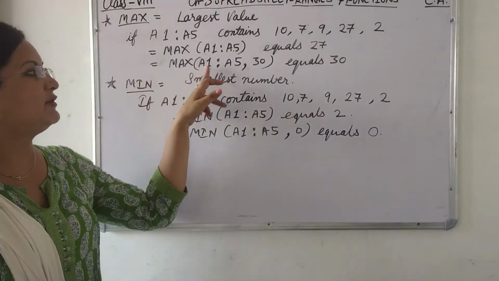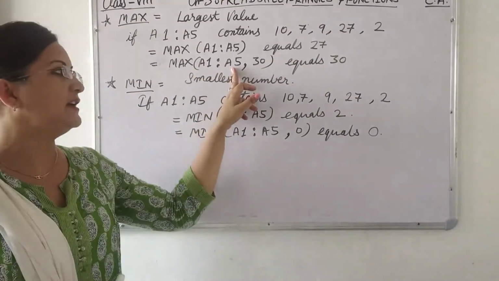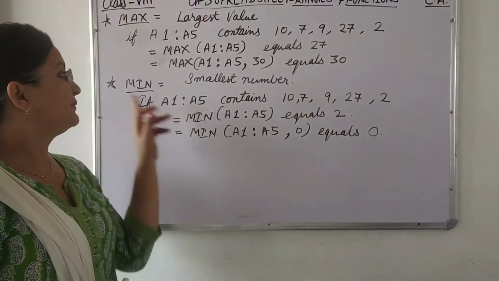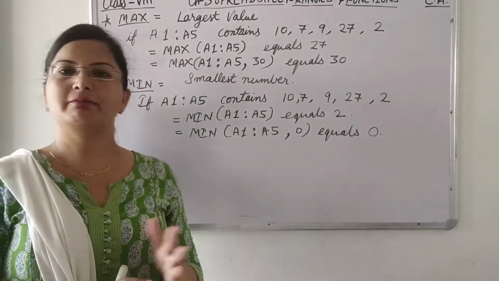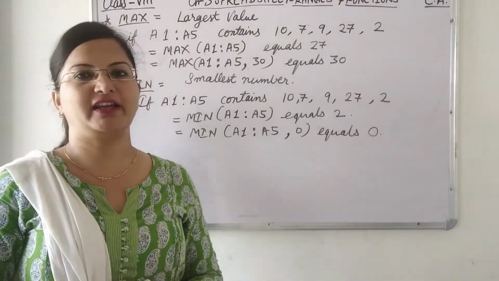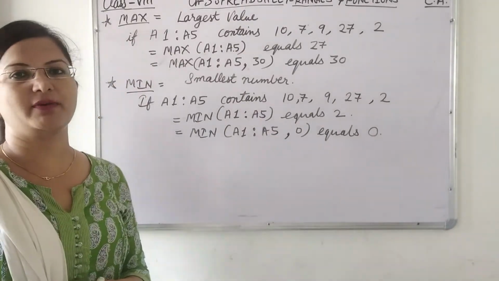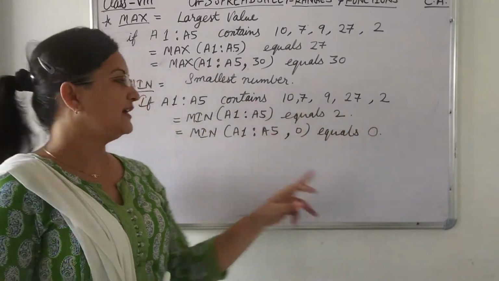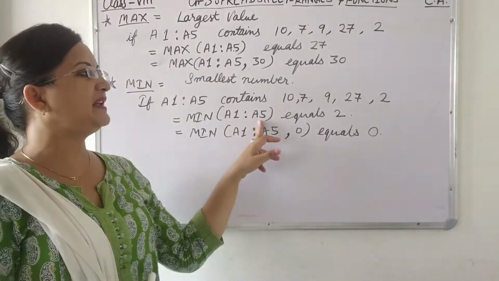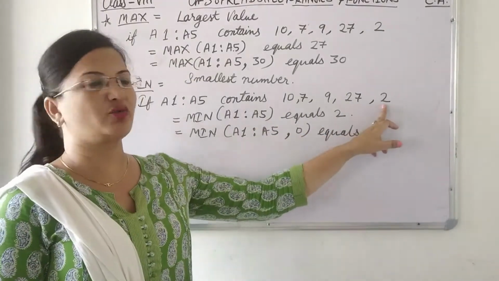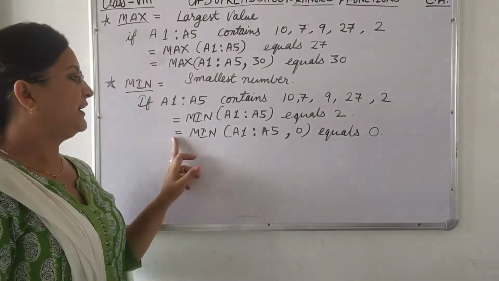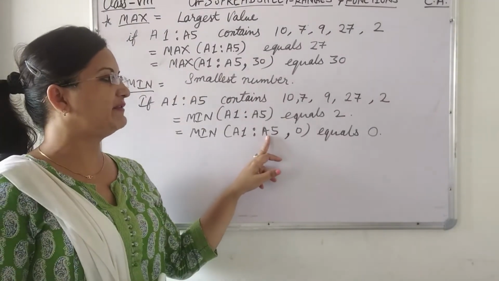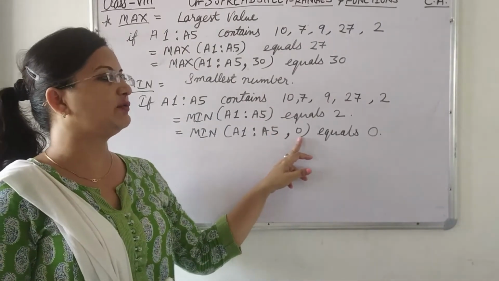Now max A1 to A5 is 27. But out of 27 and this 30, which is the largest? 30 is the largest. Now the min function. Min means minimum. The smallest number out of the range, that means the smallest number from the set of values. So if A1 to A5 are these numbers, then min A1 to A5, minimum is 2. So its answer will be 2. If minimum of A1 to A5 comma 0, then minimum of A1 to A5 will be 2, but the minimum of 2 and 0 will be 0.